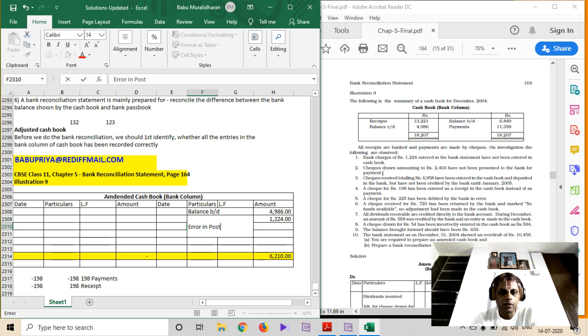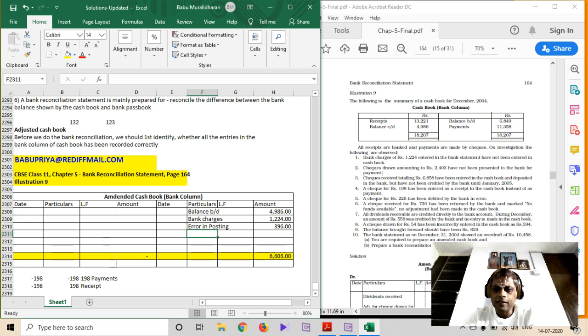error in posting, 198 minus 198. Oops, minus 198 minus 198, it should be 396. Then a check for rupees 225 has been debited by the bank in error. So it has got nothing to do with the cash book processing. It should be a bank reconciliation statement entry.